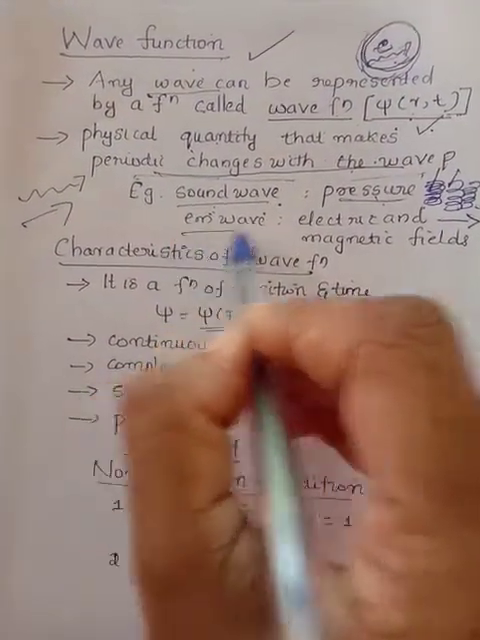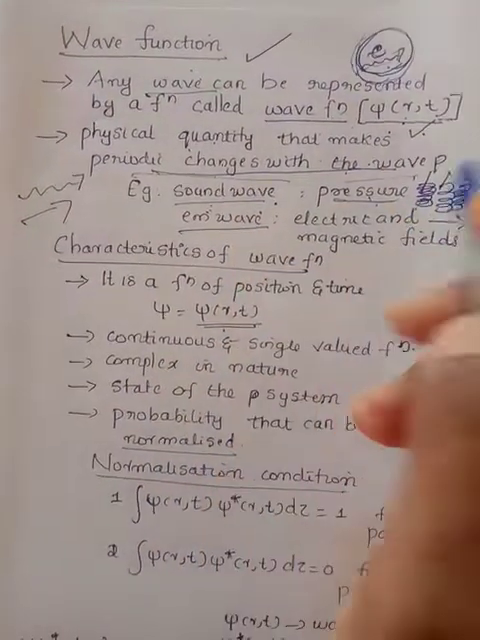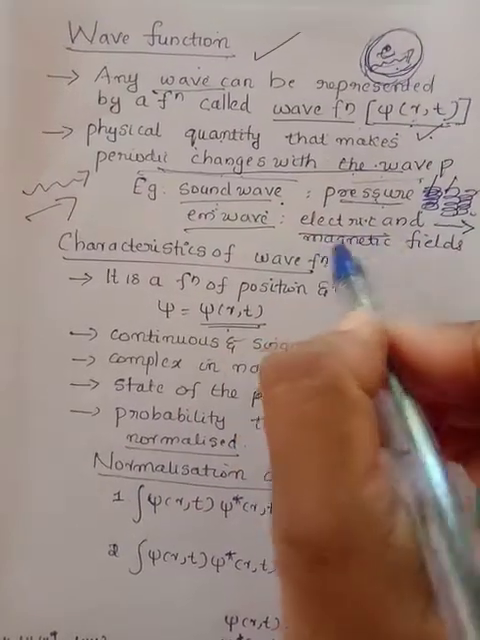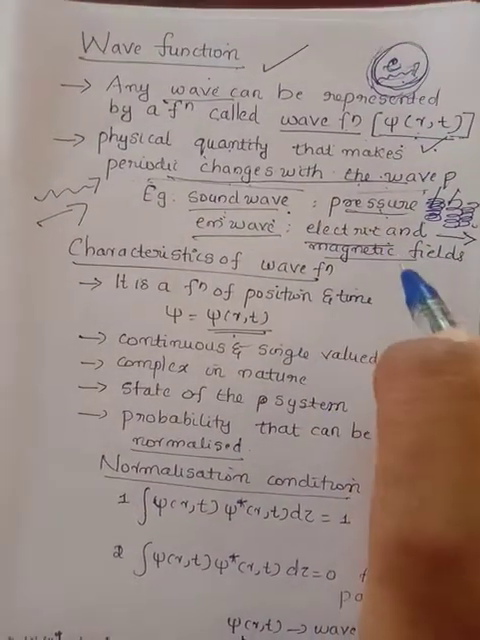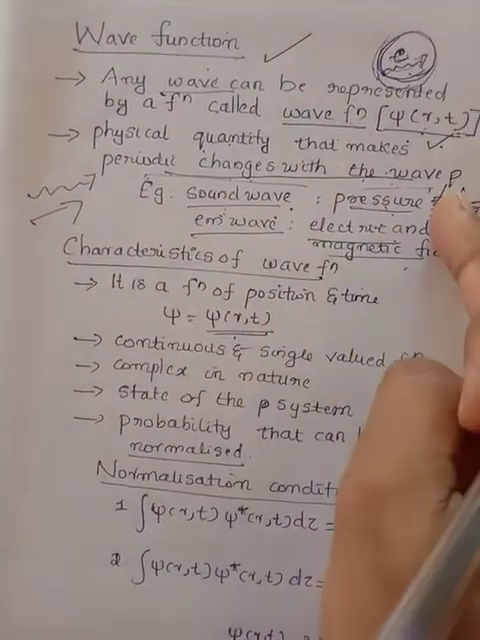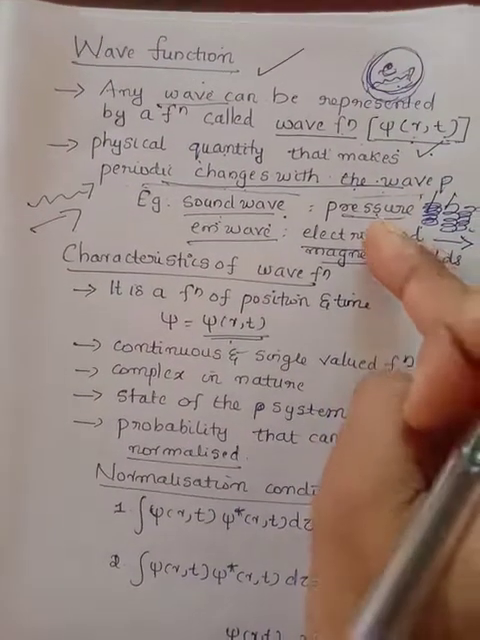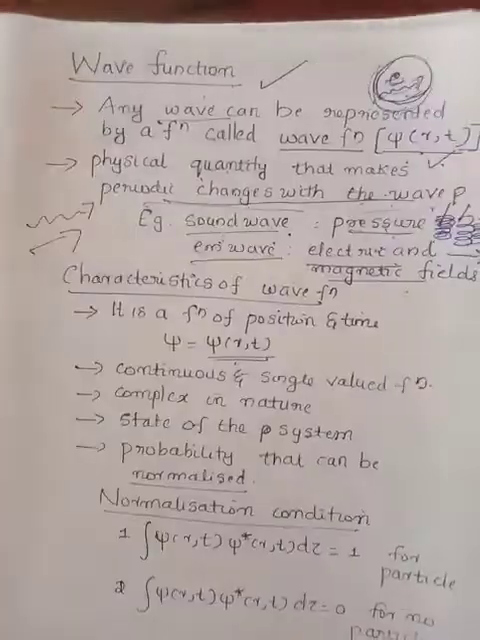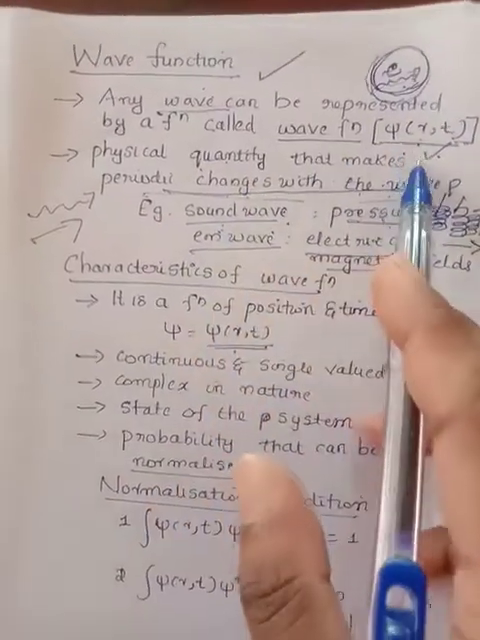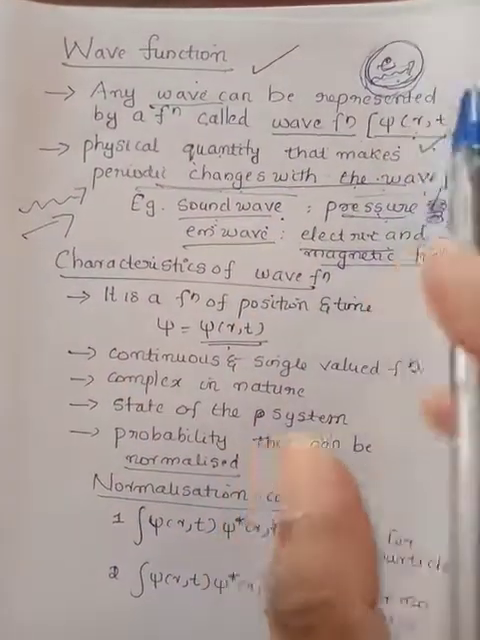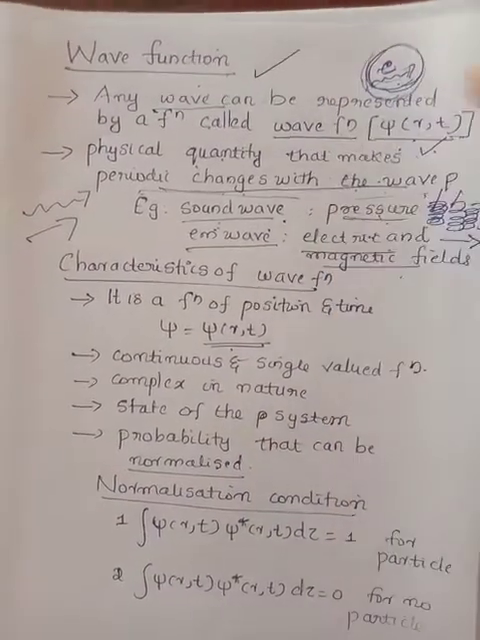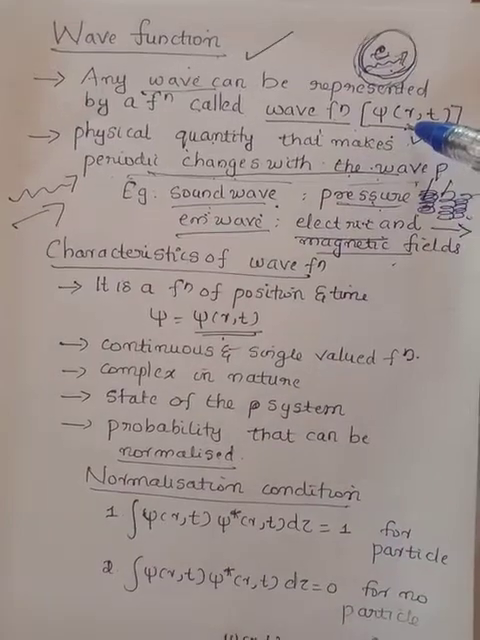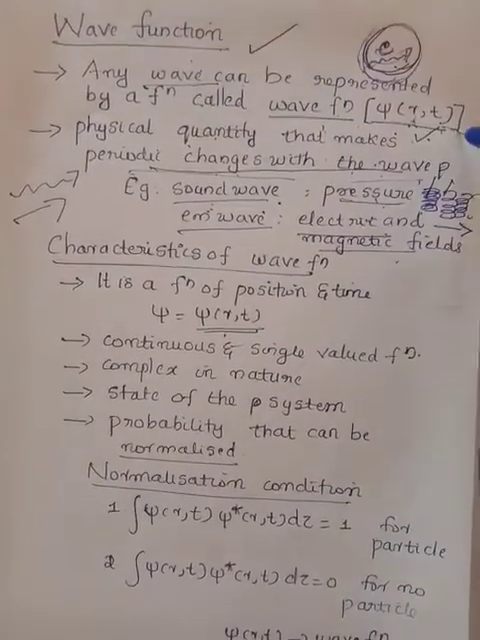In the case of EM wave, that is electromagnetic wave, what are the quantities that make periodic changes with the wave? These are electric and magnetic fields. Here electric field as well as magnetic field varies with respect to the propagation of wave. So these two quantities represent wave function. That is the inner meaning of a wave function. That is a physical quantity which makes periodic changes with the wave. That is the definition of wave function. So any wave can be represented by a function called wave function, psi of r,t, r is the position and t is the time.